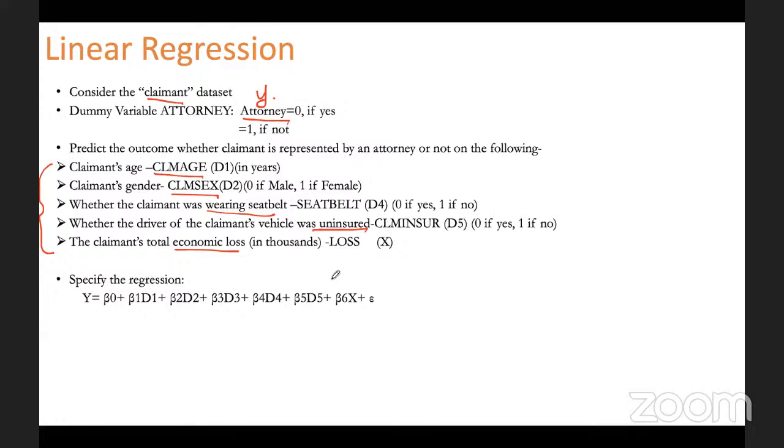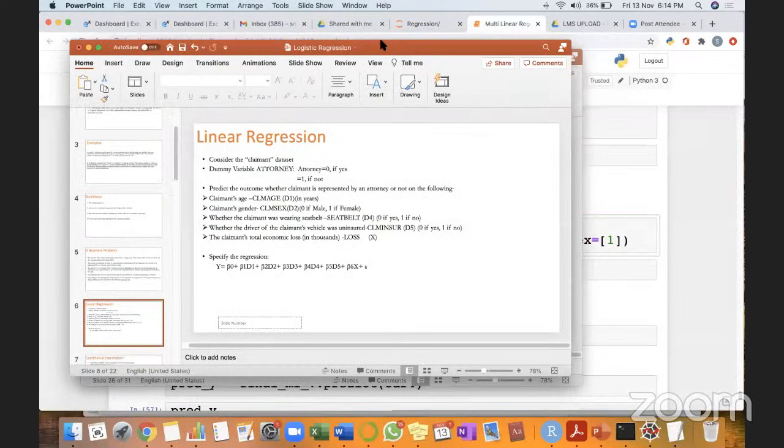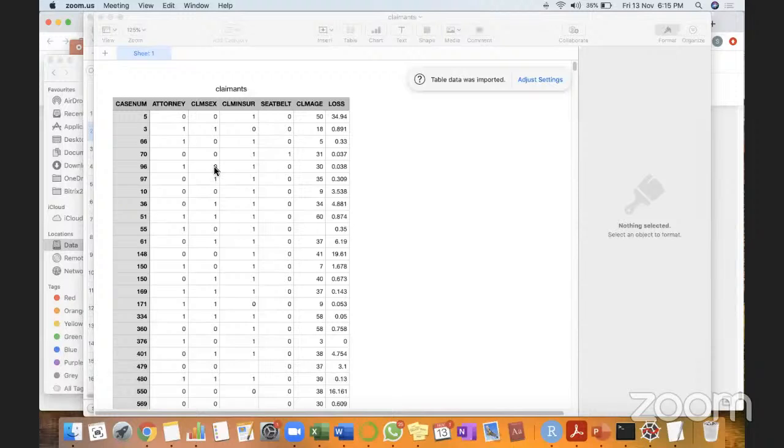Let me show you the data set just to see how it looks. Right, so this is the data set here. A case number, you can think of it as a record, a unique identification number, just like your student ID. And attorney, this is my Y variable. If attorney equals 0, it means the first customer has appointed an attorney to represent himself or herself with this insurance company, that means he has hired an attorney. Then claimant sex, 0 or 1, insurance, seatbelt, claimant age, and total economic loss in that accident.